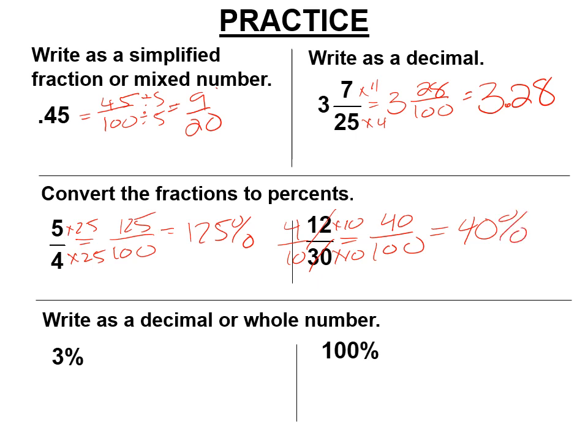As a decimal or whole number, 3% is 0.03. 100% is 1. Please know that 100% is 1 whole. You eat 100% of the pizza, you ate the whole thing, 1 whole.